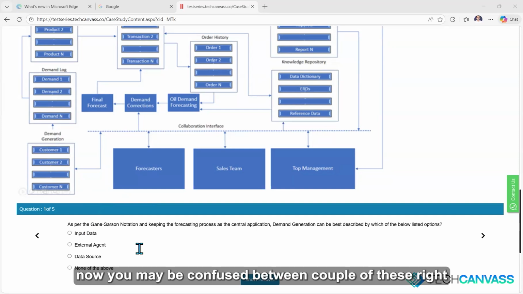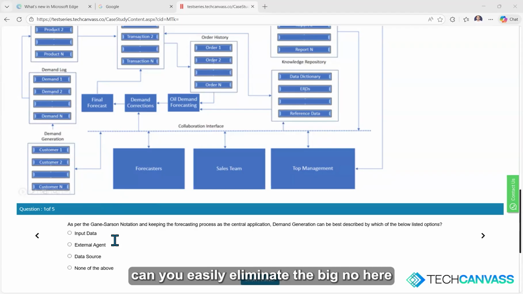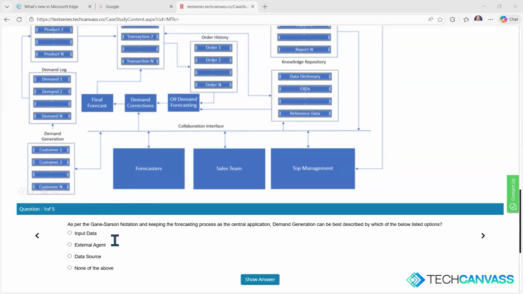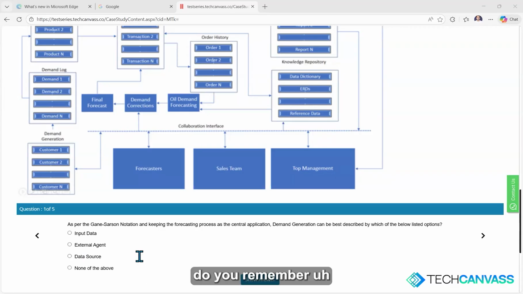Now you may be confused between a couple of these, right? Between these four options, you might be confused. Can you easily eliminate the big no-nos here? The options are: input data, incorrect data, input data, none of the above, and data source.